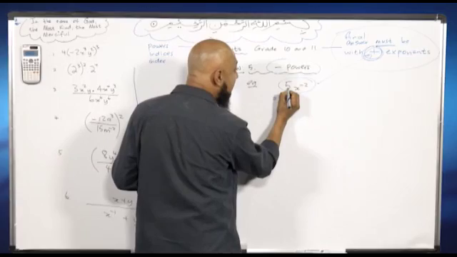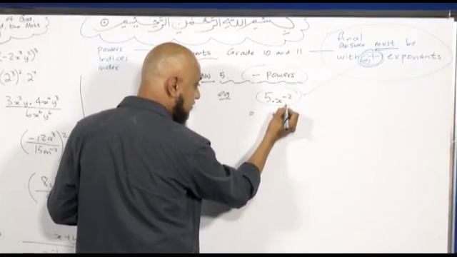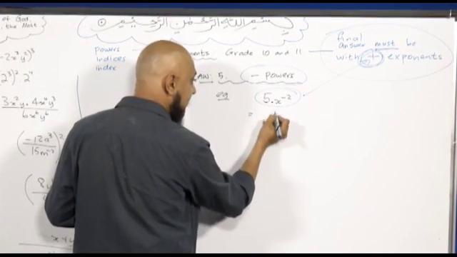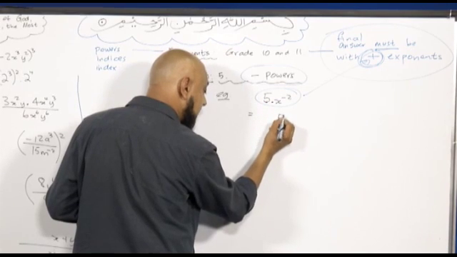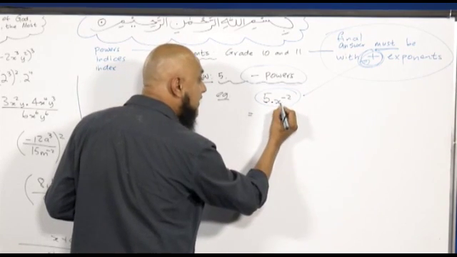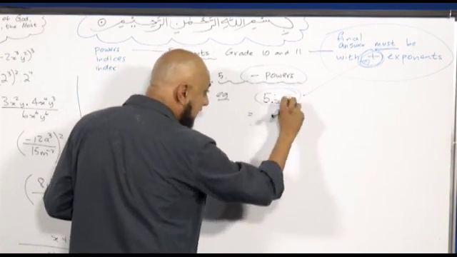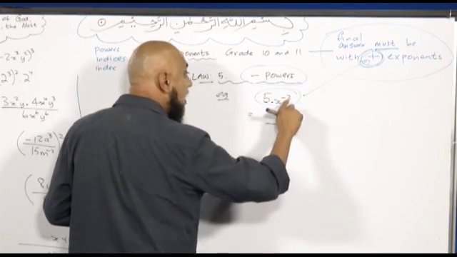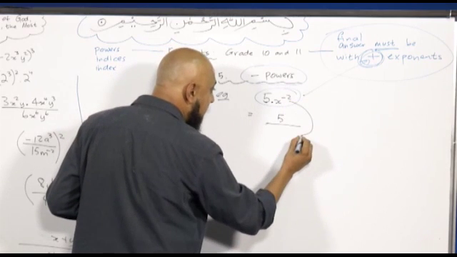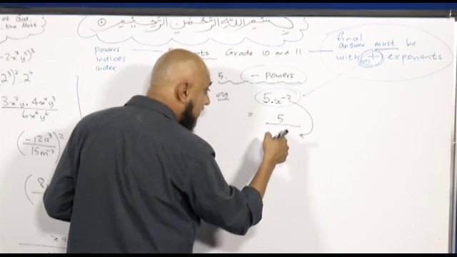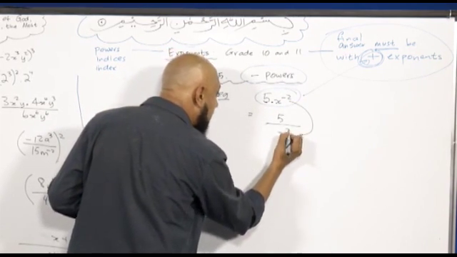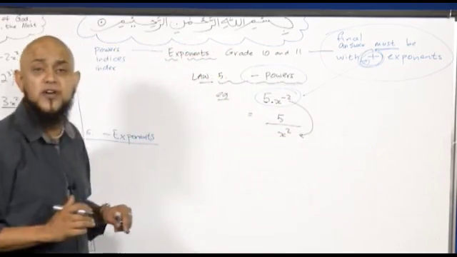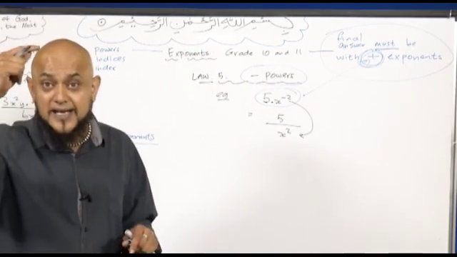Watch. This is 5 times x to the minus 2. We take the 5, we put it down. That's 5. X to the power minus 2, we bring it down to the denominator, so we make a fraction. X to the minus 2 comes down to the denominator in your next step as x to the power plus 2. And there we go, that's your final solution. That's how you bring a negative power.